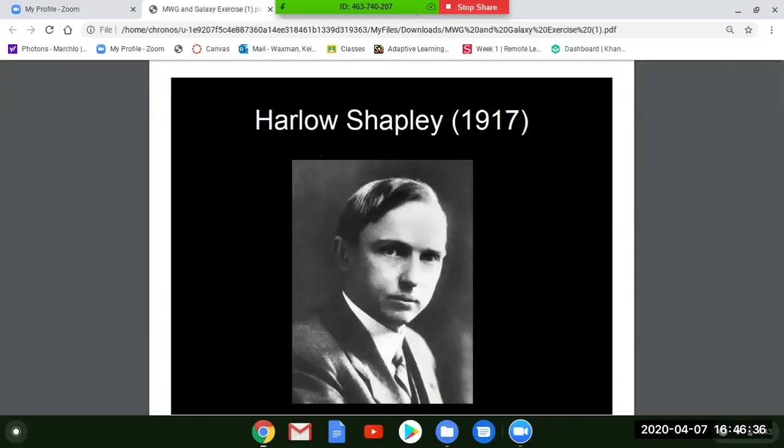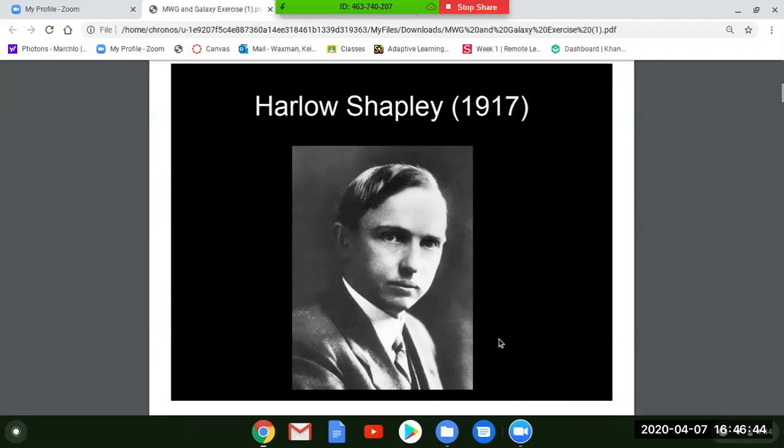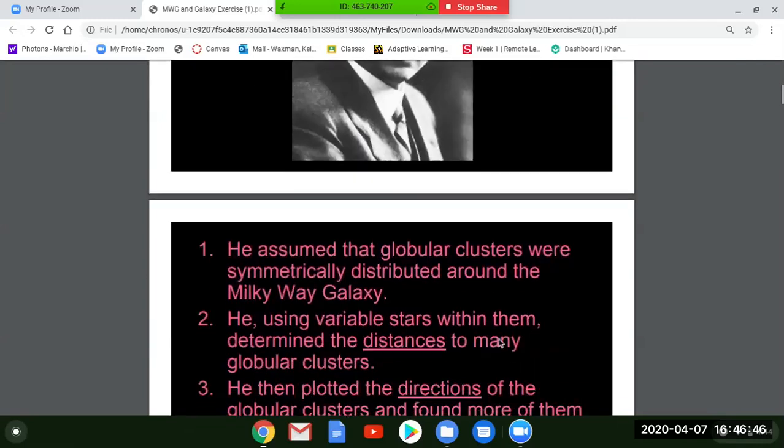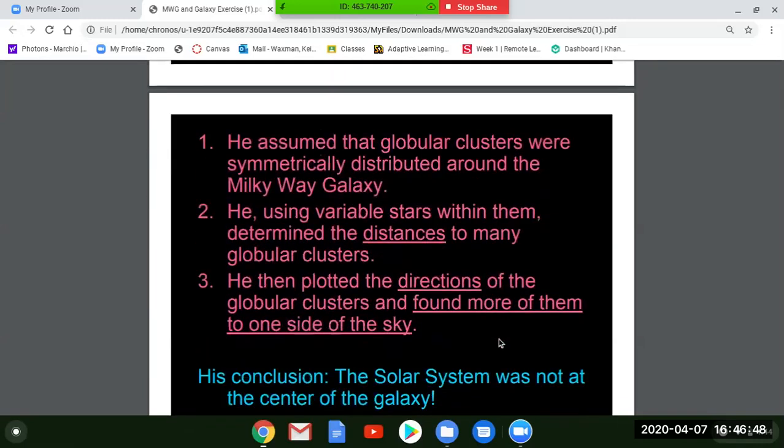Good to write down Shapley. He made some assumptions here to try to figure out what the Milky Way galaxy was like, where we were within the Milky Way. So do not write this down. But what Shapley did, he assumed that globular clusters were symmetrically distributed around the Milky Way, figured out the distances and directions to the globulars, and found more of them to one side than the other.